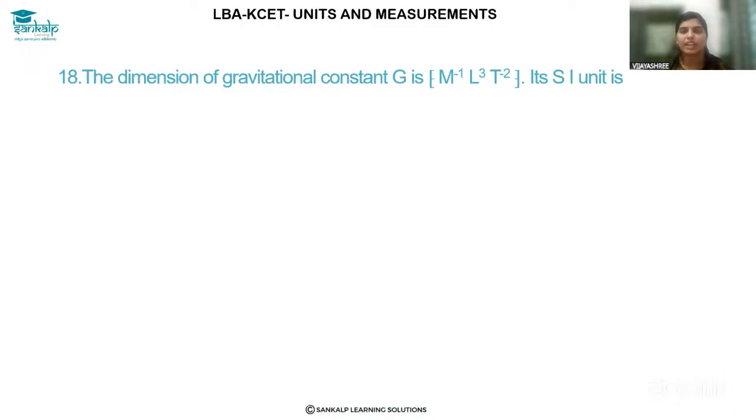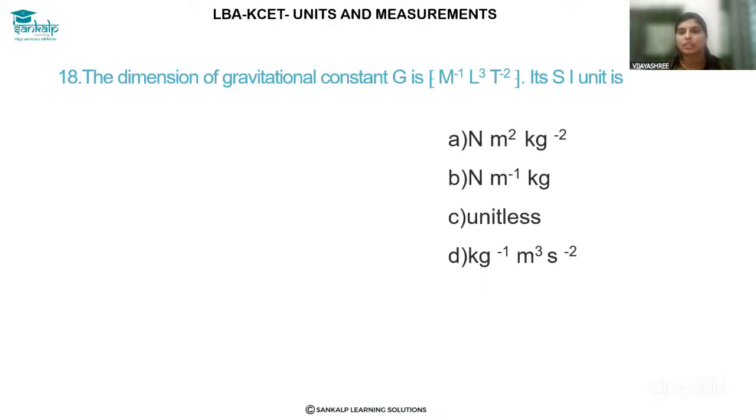I am Vijayshri. We are discussing LBA-KCET questions of the chapter Units and Measurements. Let us look at question number 18. The dimension of gravitational constant G is M raised to minus 1 L cube T raised to minus 2. Its SI unit is, options.